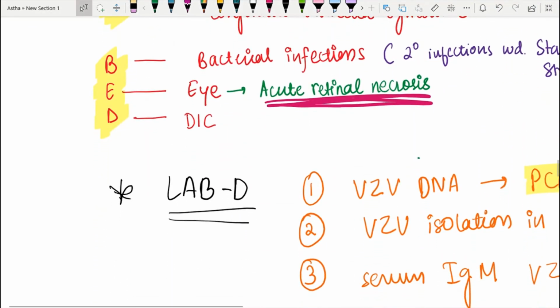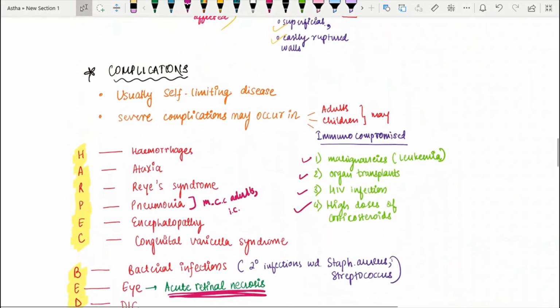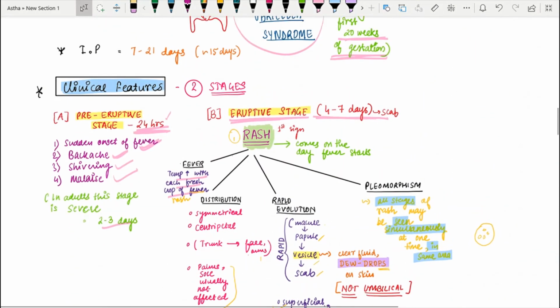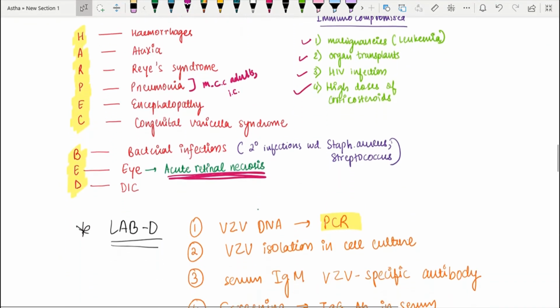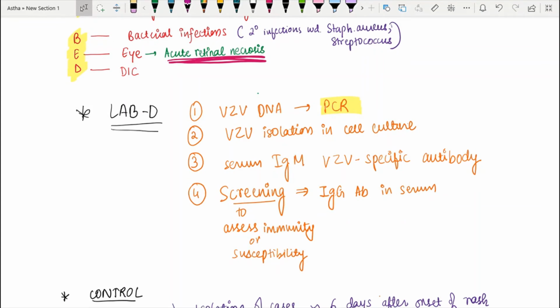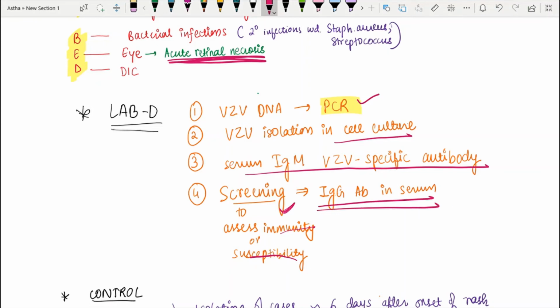So these were all things about the clinical features of chickenpox, and then we dealt with the complications of chickenpox. Now coming to the lab diagnosis, this is some sort of microbiology. The best method is PCR. Apart from this, we have various things like cell culture and detecting serum IgM specific antibody. And for the purpose of screening, either to assess immunity or to assess susceptibility, we do a serology test for IgG antibody in the serum.